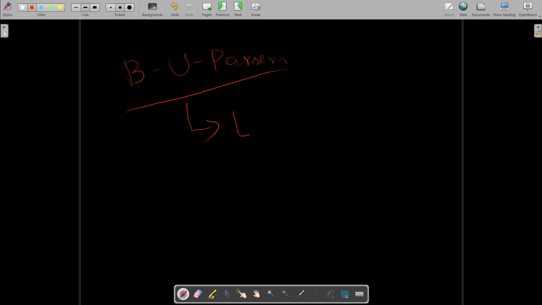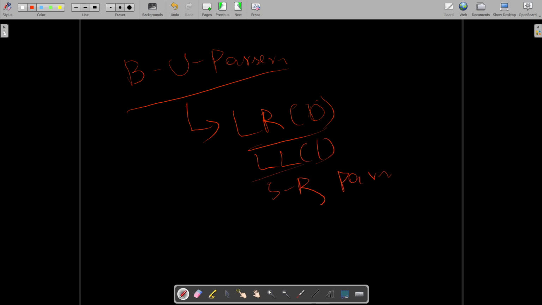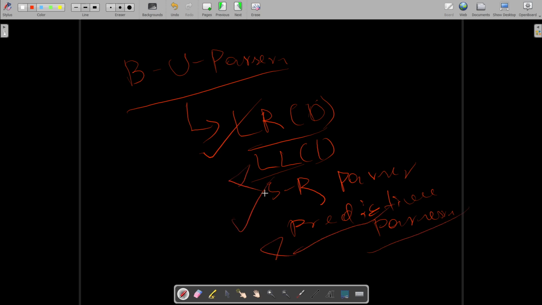In the options there are four options: LR0, LL1, shift reduce parser, and another was predictive parser. So we know that bottom up parsers are LR0 parser and shift reduce parser, not LL1, not the predictive ones. So these two options are correct. Okay, so two options are correct over there.